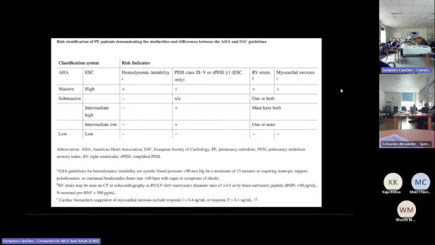So the European and American guidelines stratify PE into different subcategories. The massive or high risk PEs are those in whom there's hemodynamic instability, as well as increased PESI scores, 3 to 5. On CT, or on echo, you'll have evidence of right ventricular strain as well as evidence of myocardial necrosis.